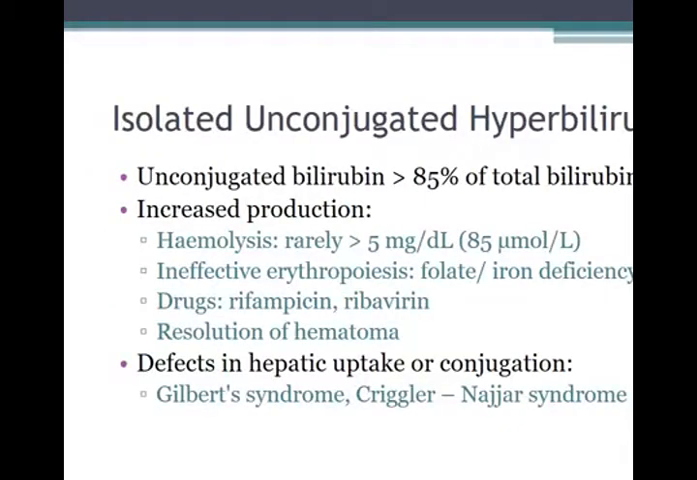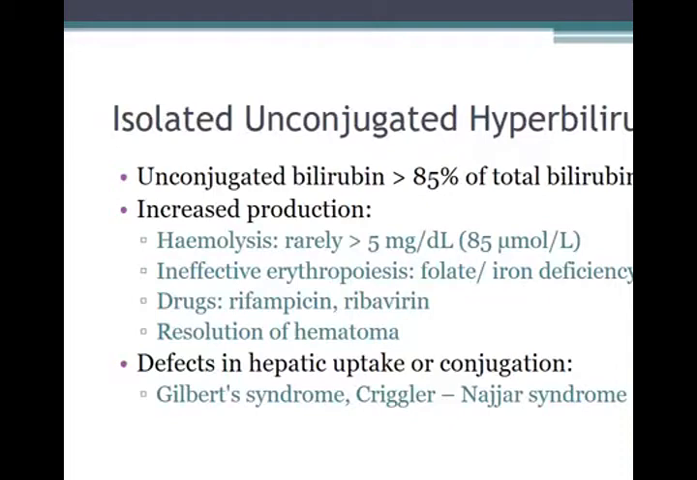Isolated unconjugated hyperbilirubinemia. If there is an unconjugated bilirubinemia, as an adult physician, for me it may be because of some hemolysis, or because of some hematological disease leading to ineffective erythropoiesis. Sometimes it could be because of drugs such as rifampicin and ribavirin. Ribavirin causes hemolytic anemia. And sometimes if a patient has trauma and a big hematoma, the heme is being released into the circulation.